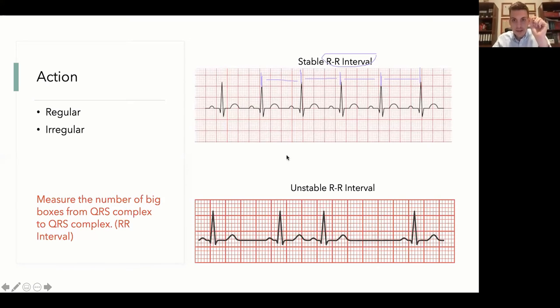However, let's go about here where we have an unstable RR interval. And how do you know that? Because it's written, but also because if you measure the distance of boxes from here and here, this period here and here are unequal. So that means that the action here is irregular. I think this is very simple to understand. Regular action means that our interval is stable, and irregular means that this is unstable.